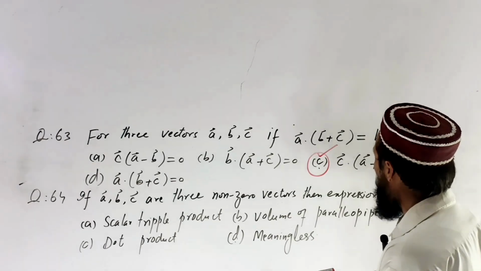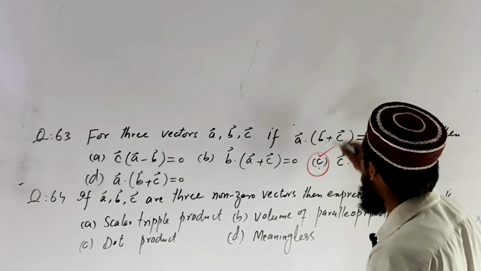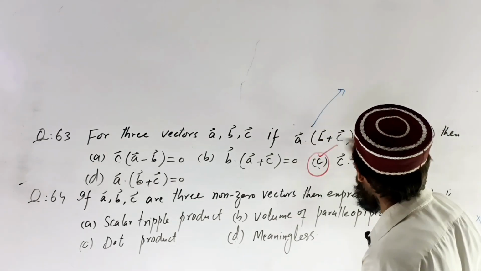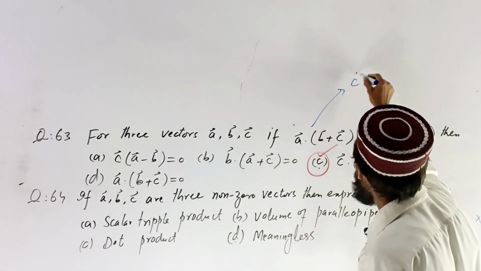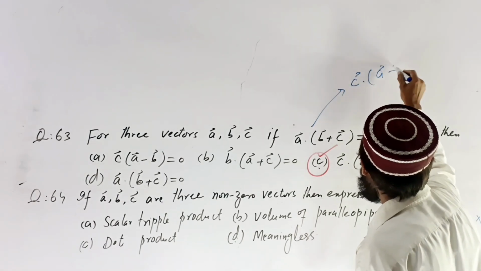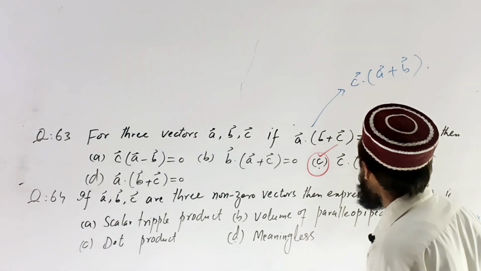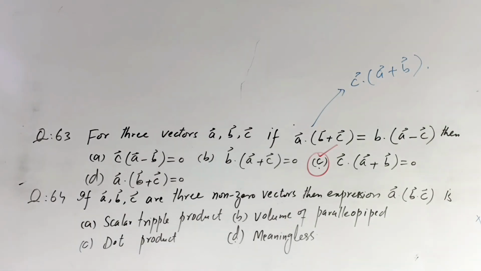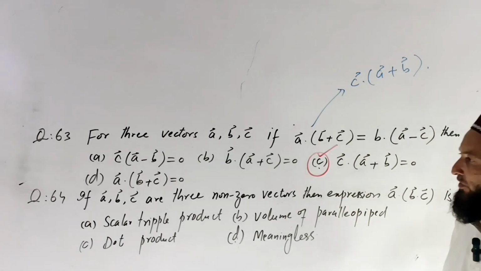These are the properties. If we are applying here, A, B, and C are given. So C dot A plus B is according to the properties. If we apply it, the correct answer is C.